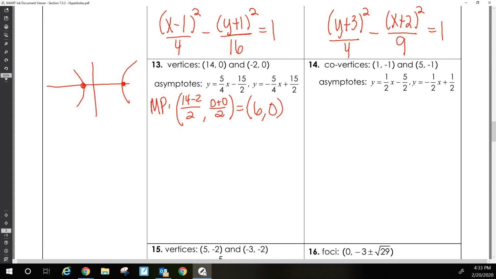So we know it is an x first, so x minus 6 squared plus y minus 0 squared. Oh, not plus. Well, that's the only time I did that. Minus, and we're always equal to 1 here. Now, we still need to find A and B. Well, we can find A just fine, right? A is going to be the distance between our center and our vertices. So distance between 6 and 14 is 8. 8 squared is 64. So our A value, though, we said was 8.